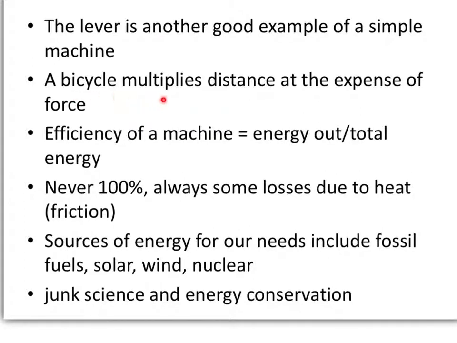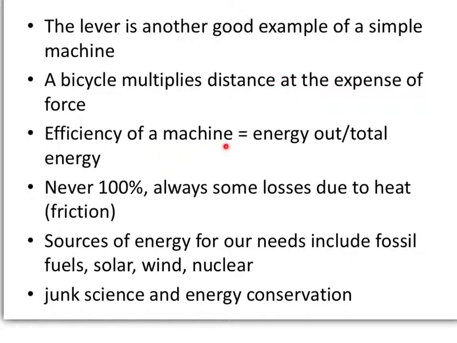A bicycle, on the other hand, works the opposite way. It multiplies distance at the expense of force. So we ride a bicycle and we can go a whole lot faster than we do if we just walk, because when we apply a force at the pedal, it multiplies the distance as the wheel spins around.